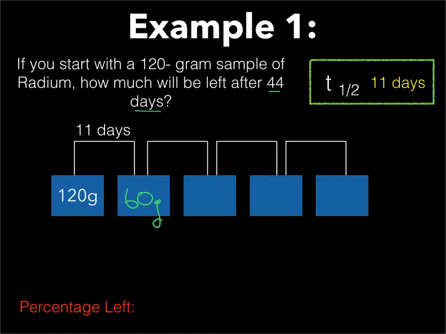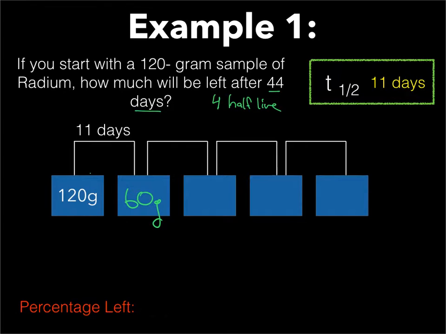So if each half-life is 11 days, we know that we have to complete 4 half-lives in order to solve this problem, because 11 times 4 equals 44. So we are going to go through 4 half-lives, and you can see each box represents a half-life. This is our first one, second one, third one, and then fourth one, until we get to our final answer of how much radium will be left.